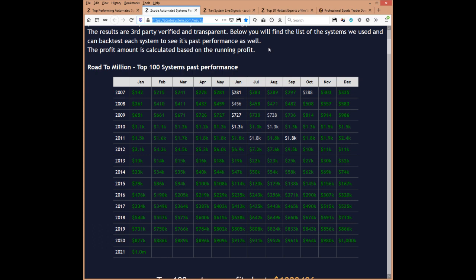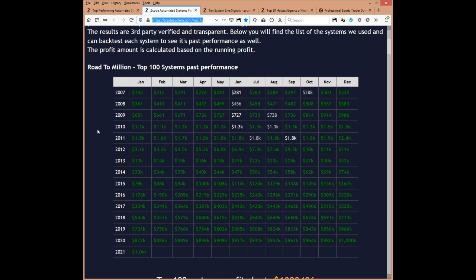If you've ever wondered how our Zcode systems have been faring on a monthly basis, year after year, look no further than this results page. This table shows you the past performance of all our automated systems combined, and it gives you a detailed breakdown of the results achieved month by month over the past 14 years, starting all the way back from 2007. The results are totally transparent and third-party verified.